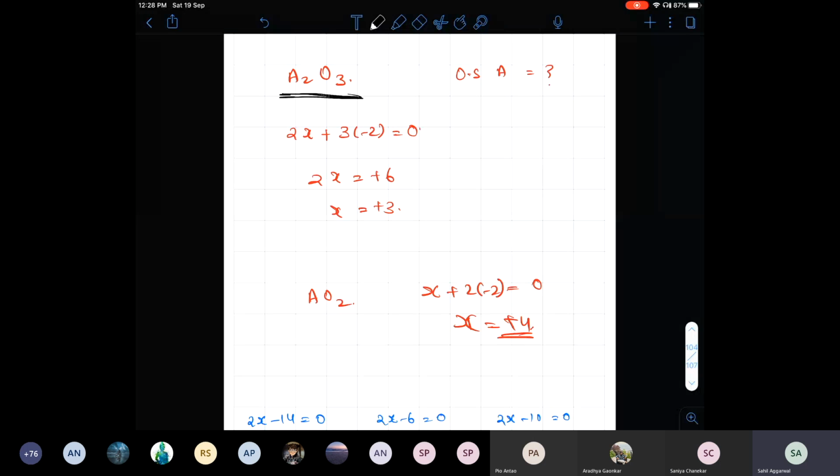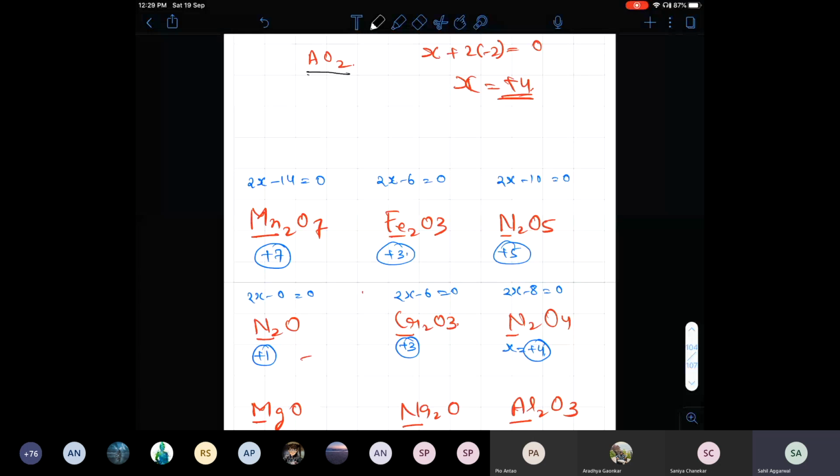Here we have A2O3. Again we will write 2x because we have 2 times A. And we know the oxygen, that is 3 into -2. It will come out to be +3. Any doubt in this problem? No, sir.